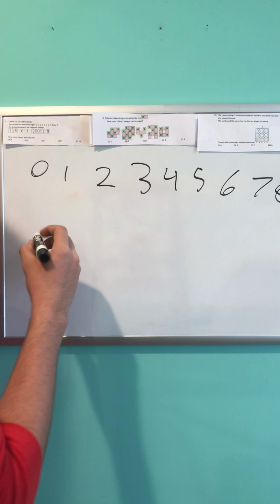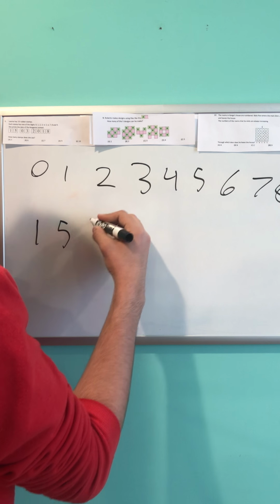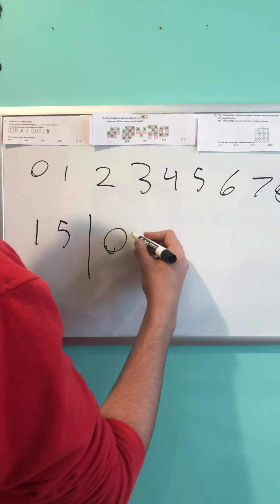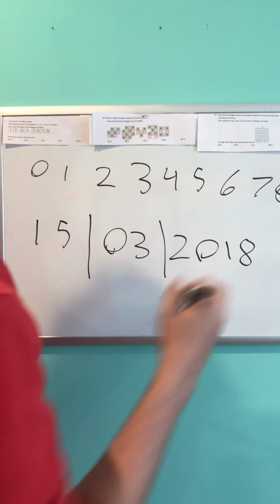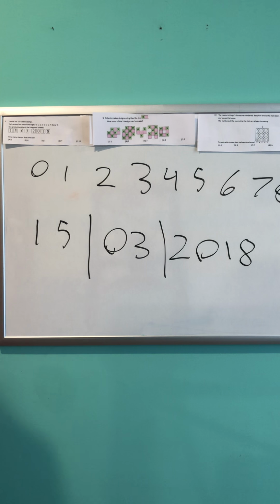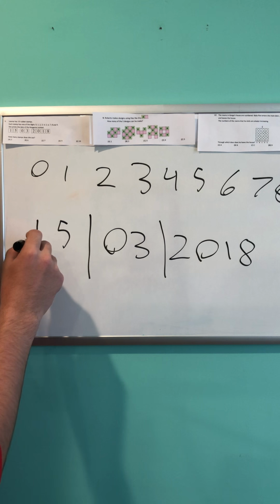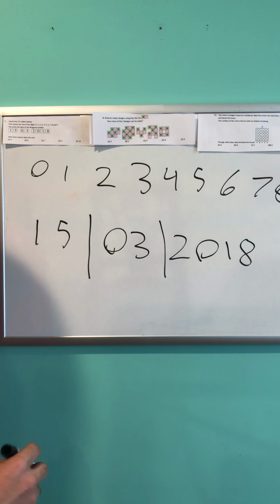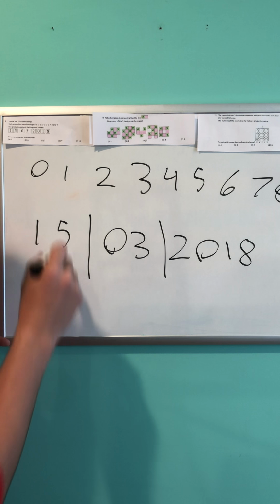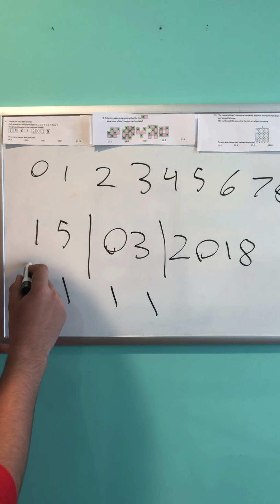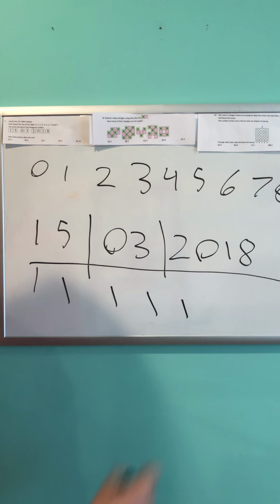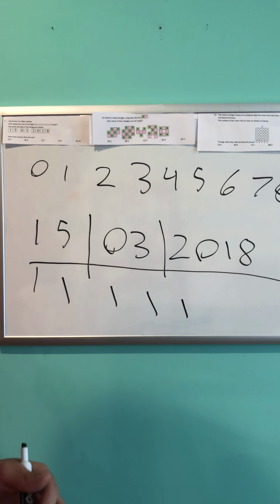Now, she then puts the date 15/03/2018. And the question asks, how many stamps does she use? What we know is that one stamp is one number, right? So if I see the number 1, that is one stamp. 5, that's one stamp. 0, that's one stamp. 3, that is one stamp. 2, that is one stamp. 0 is also one stamp, right?